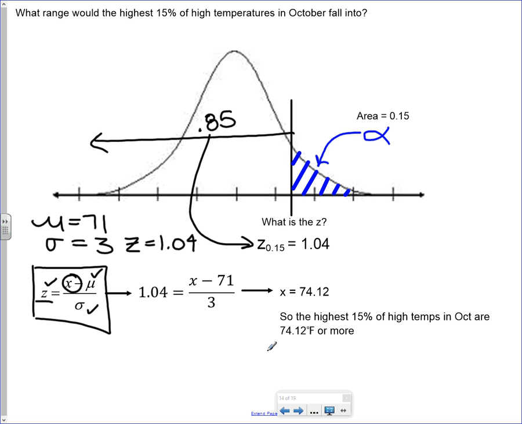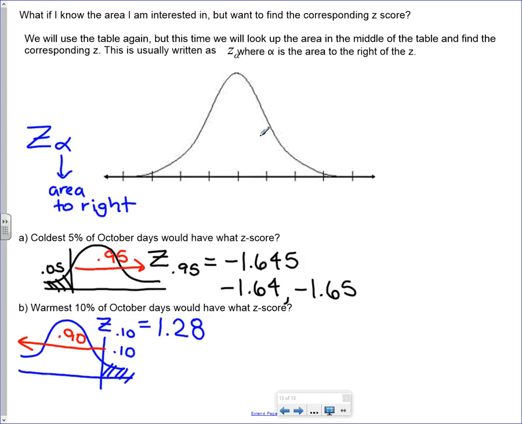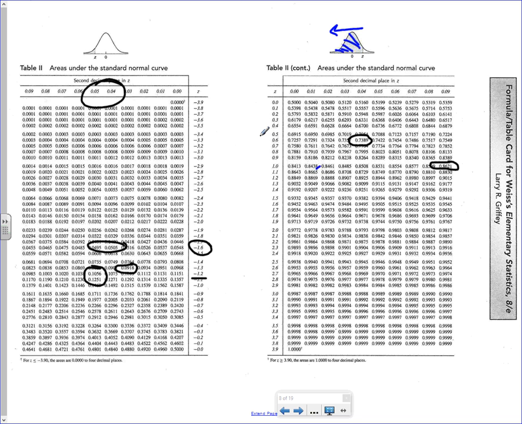So how we're going to use that is we could answer a question like this. What range would the highest 15% of high temperatures in October fall into? Okay, so the highest 15%, we're looking for this blue area over here to be 0.15. That's going to be our alpha. But in our chart, remember, we always look up the area to the left. So if we have 0.15 over here, we subtract that from 1 and we get 0.85 to the left. So let's go back to our chart and see what 0.85 corresponds to.